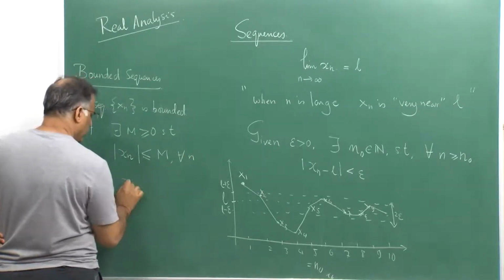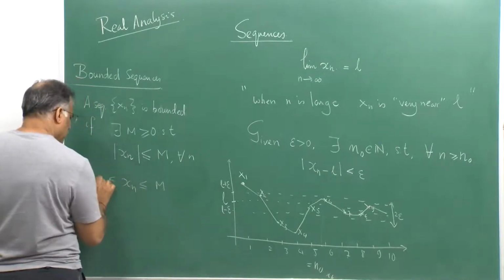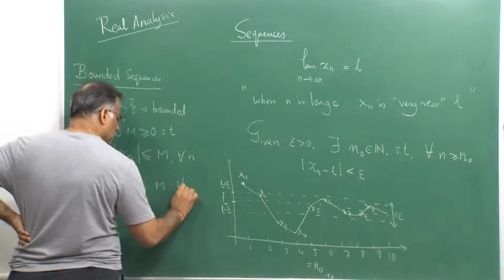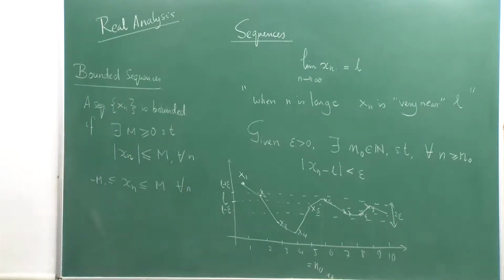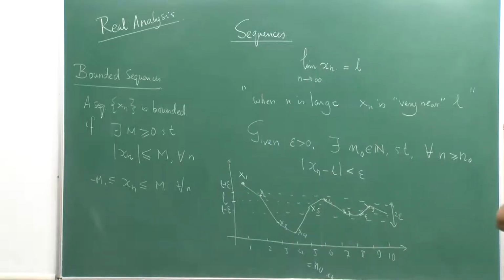That is the meaning, which simply means that xn must lie within m and minus m for all n. That is what it simply means. Now, there is a beautiful connection between convergent sequence and bounded sequence.